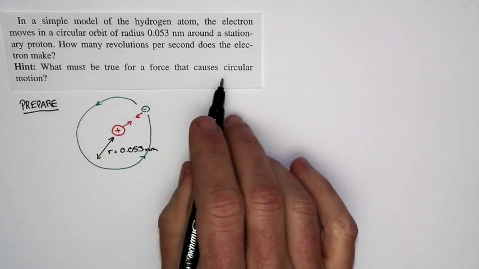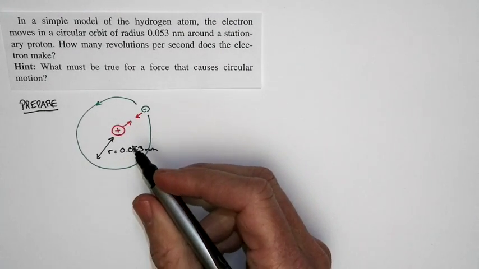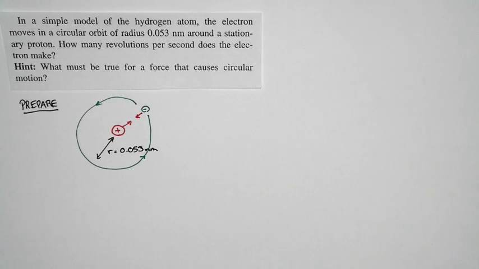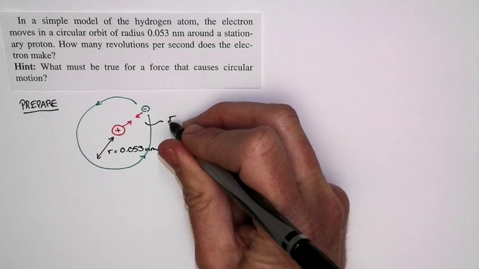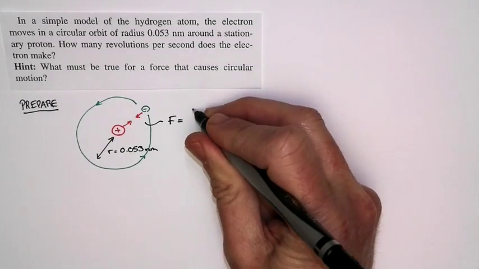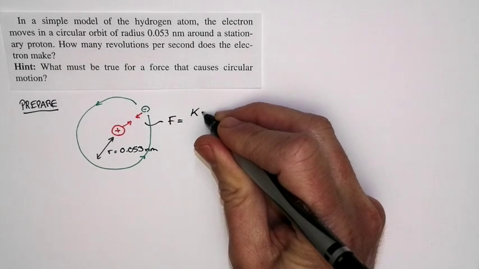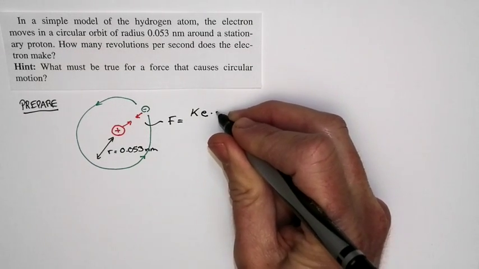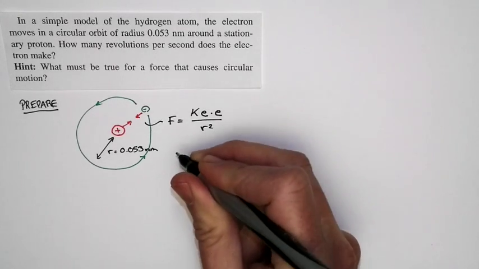So what must be true for a force that causes circular motion? It must be a force directed towards the center of the circle. What is physically the force that produces the centripetal acceleration? Answer: it's the electrostatic force between the electron and the proton. And we know that's just equal to our electrostatic constant k times the magnitude of the first charge times the magnitude of the second charge divided by the square of the distance between them.